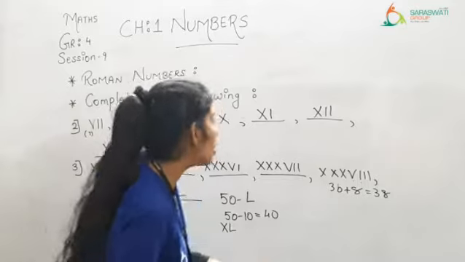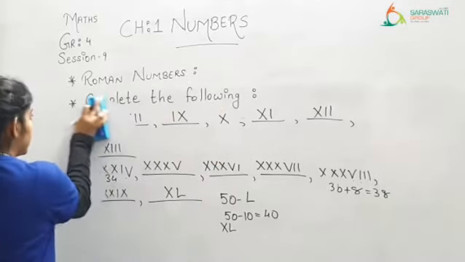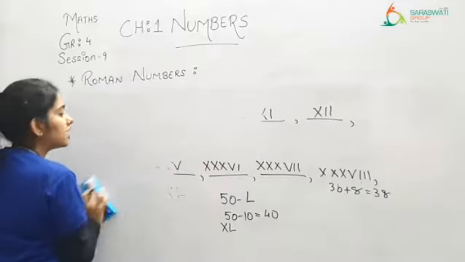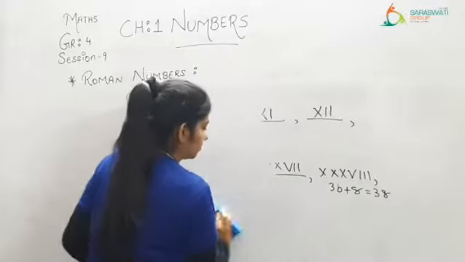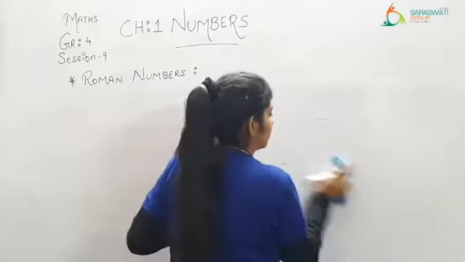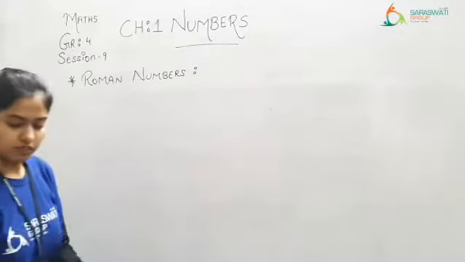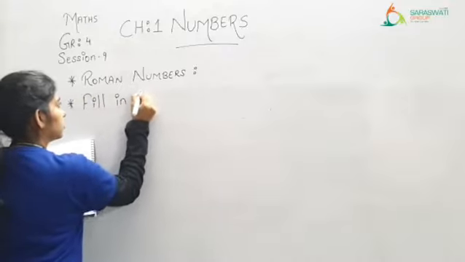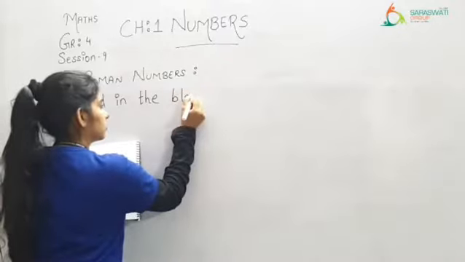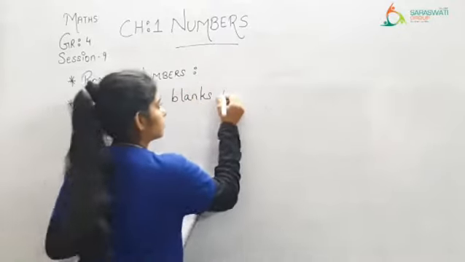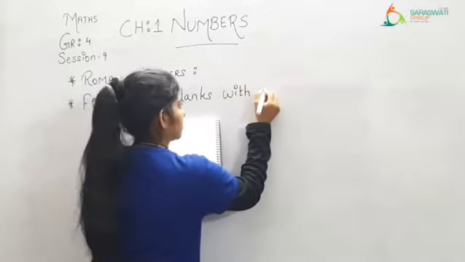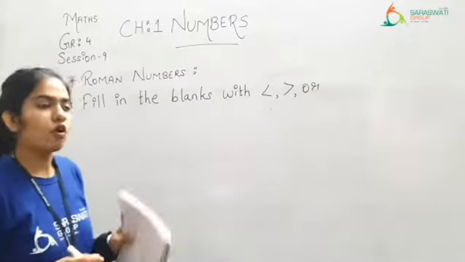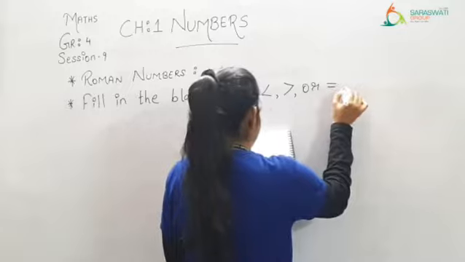Now the next thing which we are going to learn is filling in the blanks with the help of greater than, smaller than, and equals to signs. So in that, we are filling the blanks with greater than, smaller than, or equals to signs.